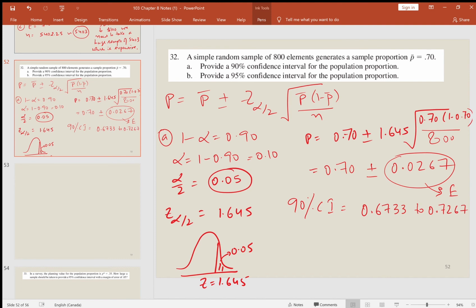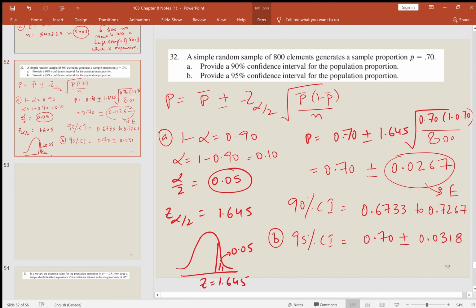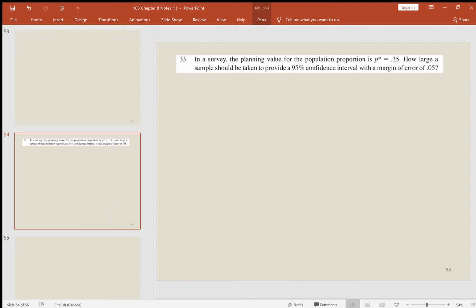Okay, part B, you would do the same way, except now the alpha has changed, and so the z value would change, and your answer would come to the 95% confidence interval would come to 0.70 plus or minus 0.0318. Okay, so this is what you should get. Okay, so let's move on to the next slide and the next question.